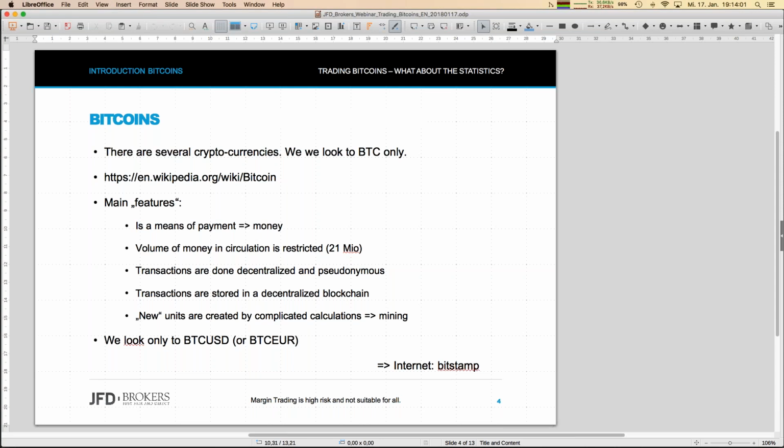All transactions are stored, and they are decentralized by a so-called blockchain. And to be honest, that methodology of blockchain is a real hype. It opens several other possibilities which might happen in future. It's like having a contract between two persons.